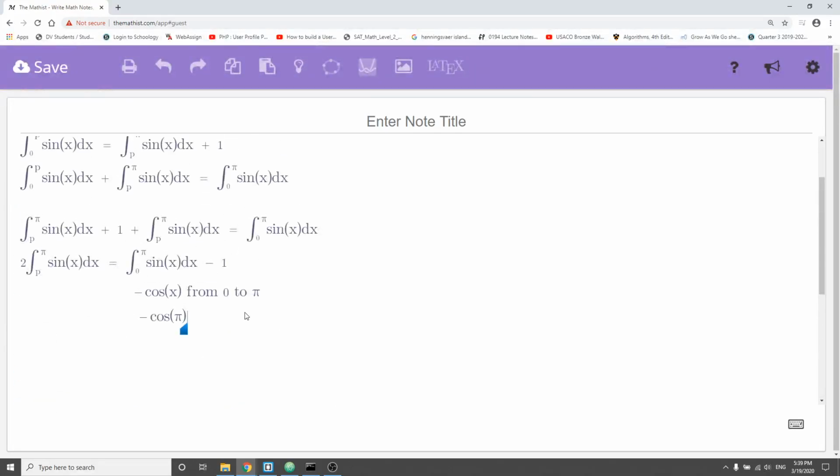Negative cosine of pi minus negative cosine of 0, right? So this can become a plus, but negative cosine of pi, if you guys look at a unit circle, is just negative 1. So negative cosine of pi would be positive 1, and cosine of 0 is, of course, just 1. So this would become 1 plus 1, which equals 2, right?